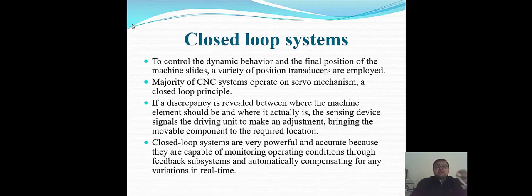Closed loop systems are very powerful and accurate because they are capable of monitoring operating conditions through feedback subsystems and automatically compensating for any variation in real time. So here is a video which gives you a glimpse of what we mean by open loop system and closed loop system. I assure you that after watching this video you will get a complete idea about control loops.